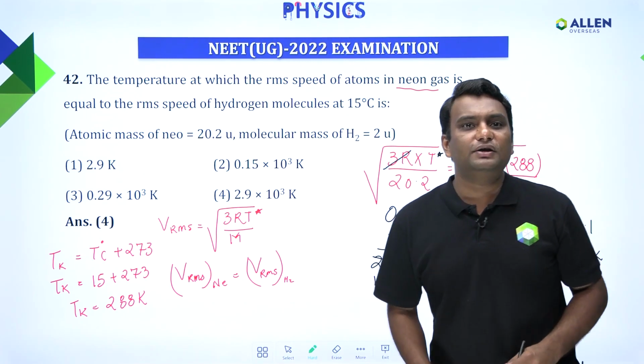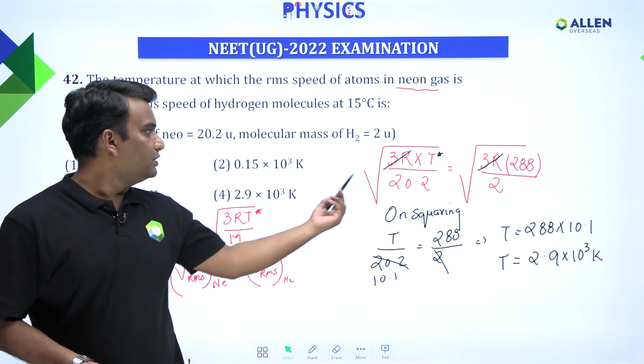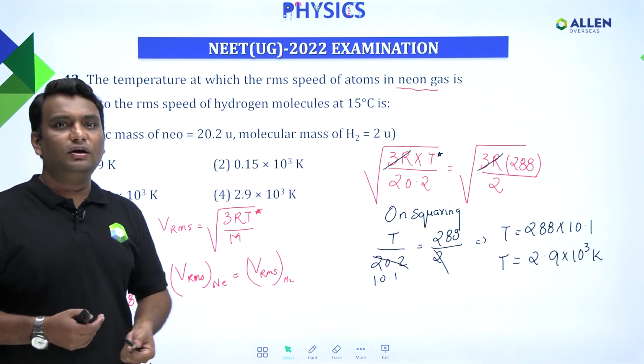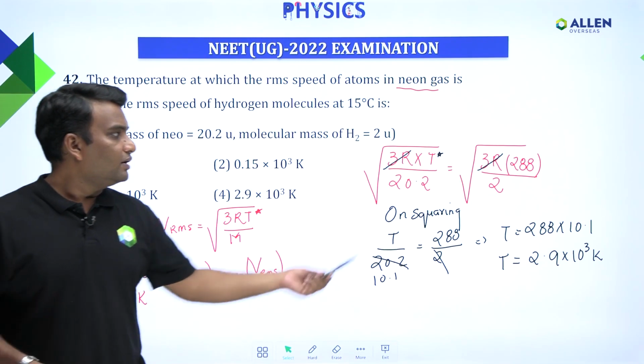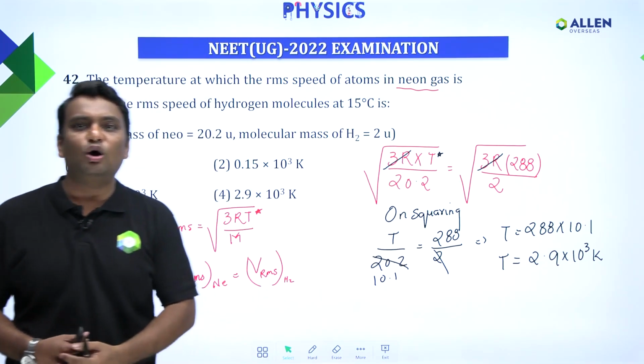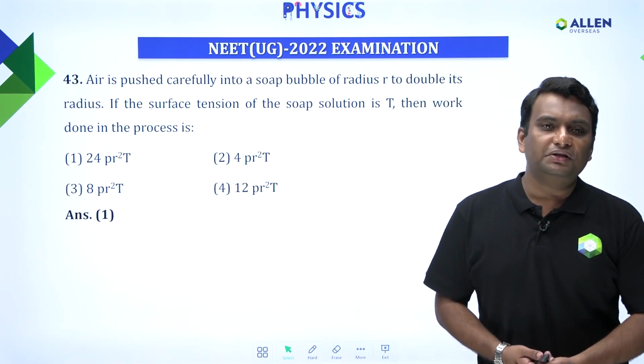I hope everyone understood this simple formula based question in which we simply need to compare the two RMS speeds of hydrogen and neon, and subsequently by putting the values in this formula, calculate the value of temperature. Now the next question in the sequence is question number 43.